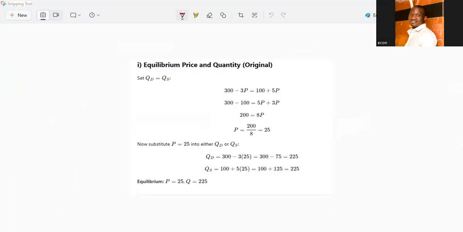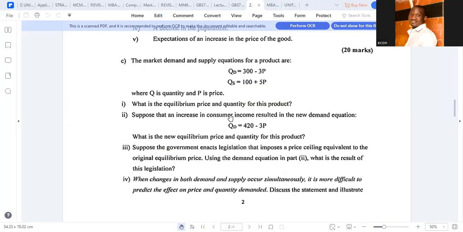So I hope my screen is clear. So we move to the next part of the question. So this is how the equilibrium was done. So the next part of the question is now asking us to compute: suppose there is an increase in income, which resulted in a new demand of 420 minus 3p. What is the new equilibrium price and quantity? Okay, so 420 minus 3p.